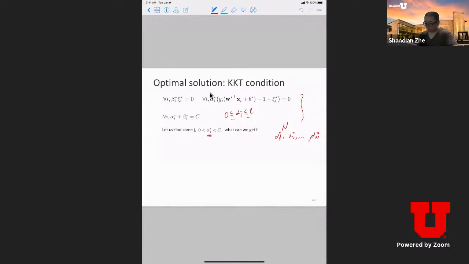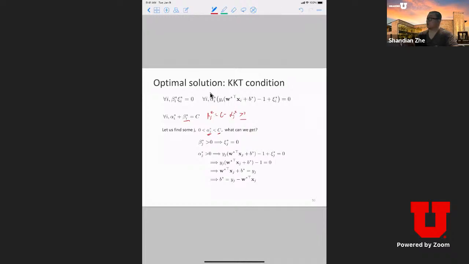So first, because alpha_j star is strictly less than C, we know beta_j star will be C minus alpha_j star, which is strictly bigger than 0, because alpha_j star is strictly less than C. And according to this complementary slackness, beta_j star is not 0, and then we have to have this slack variable xi_j star to be 0. And if we look at the corresponding second complementary slackness, we know, okay, this part is simply 0.